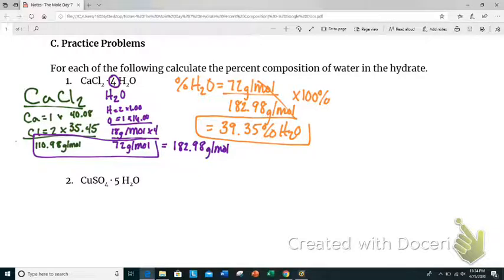Looking at example 2, you have copper sulfate, so you have a new salt to solve for. So copper, you have 1, and it's 63.55. You have sulfur, you have 1 of them, and it's 32.07. And 4 oxygens. So this molar mass, I got 159.62.